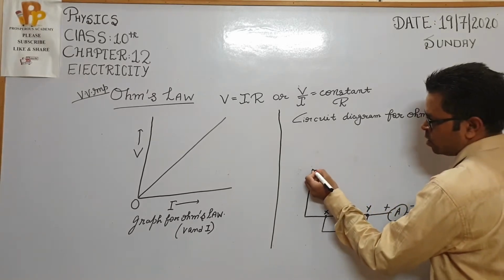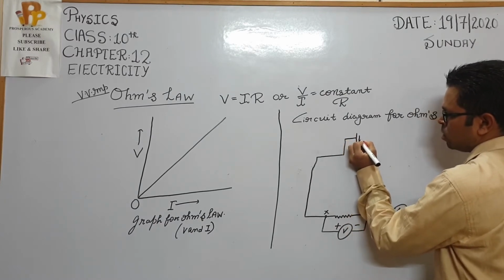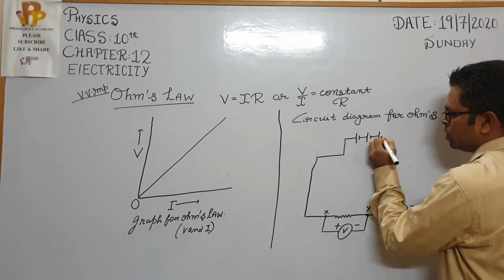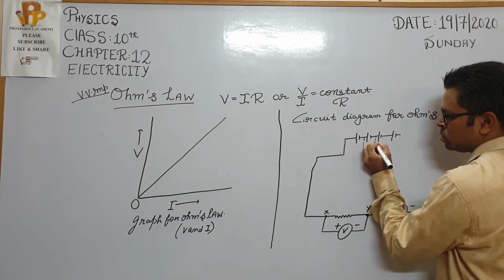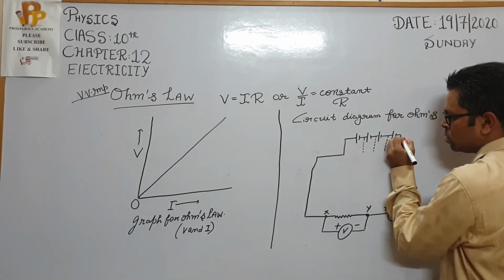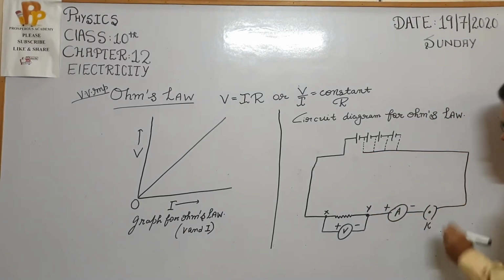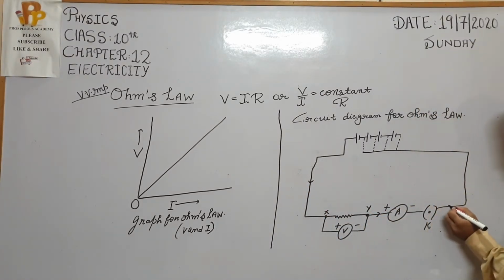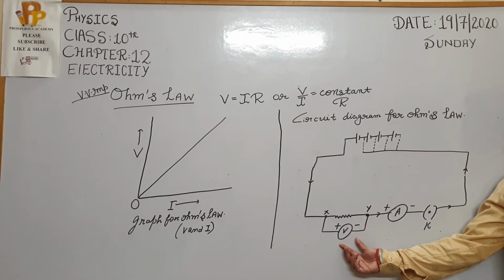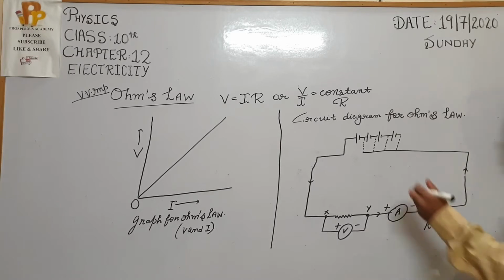Now from here beta you just connect with the battery. Just draw the dotted lines. And here join with this and draw the direction of current. Now beta, here you see that voltmeter is connected in parallel and ammeter is connected in series.